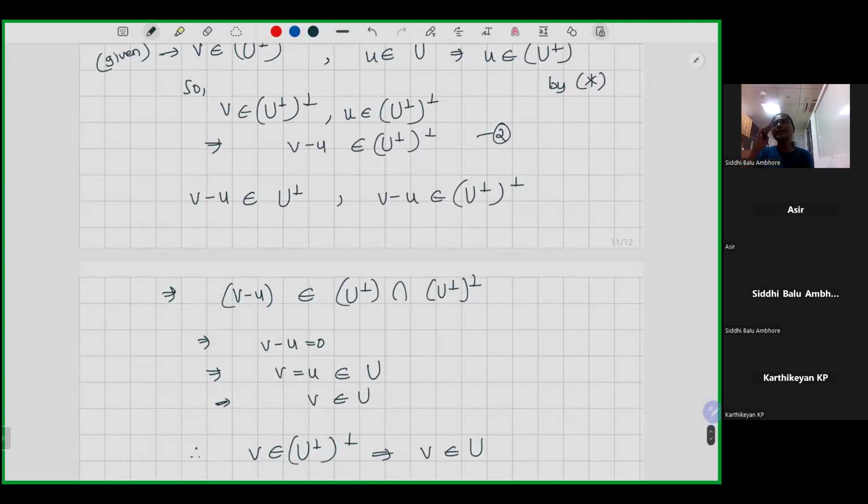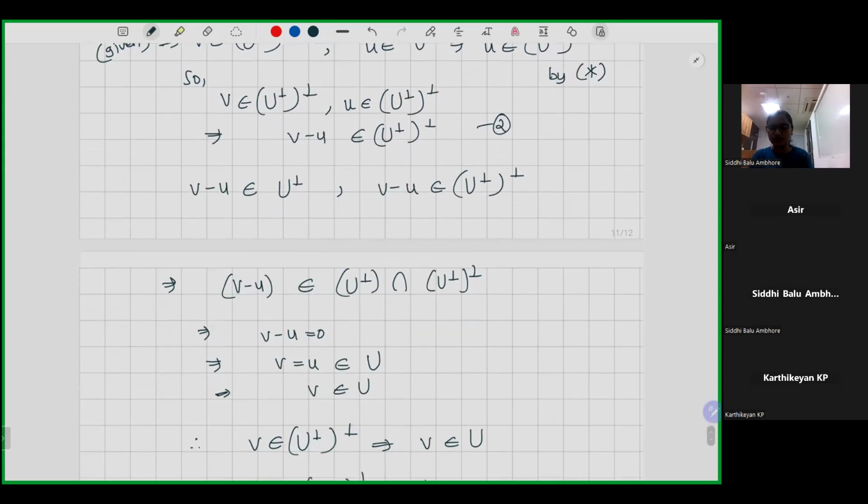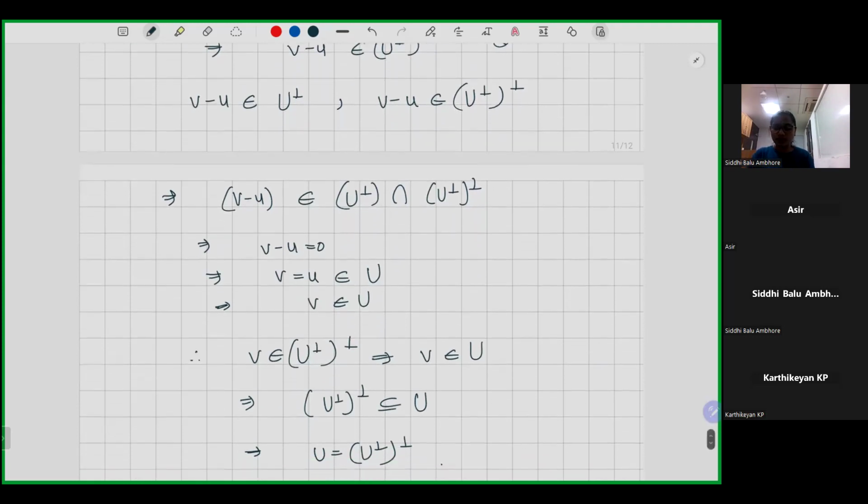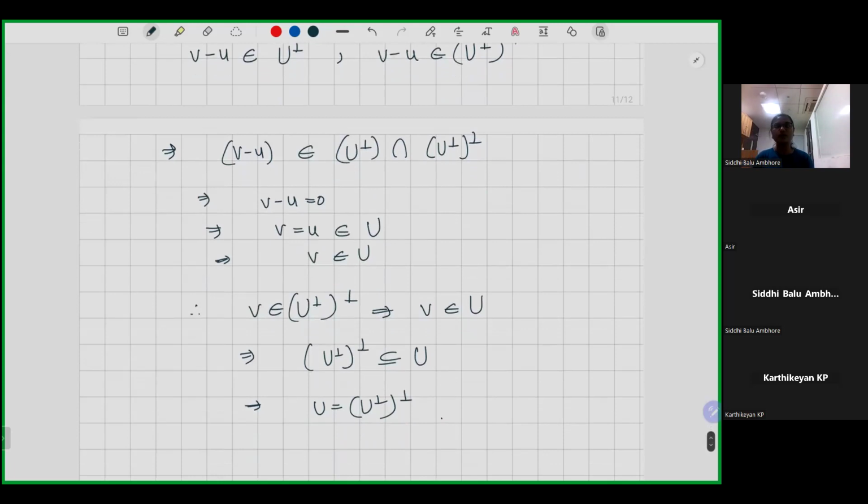We were just playing with where the element belongs in U perp, or in U and so on. It was not much of a calculation, but a check of where certain elements belong or not. Is it okay? Or any doubt in any step here?